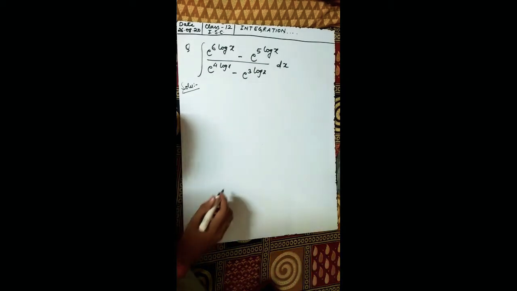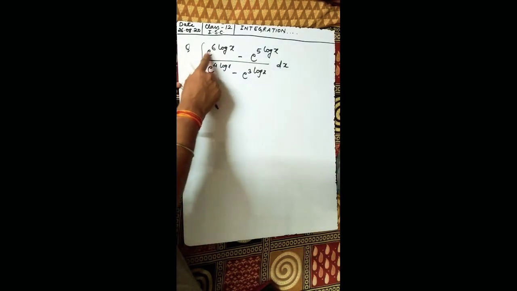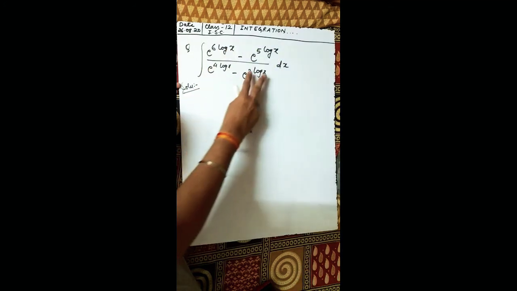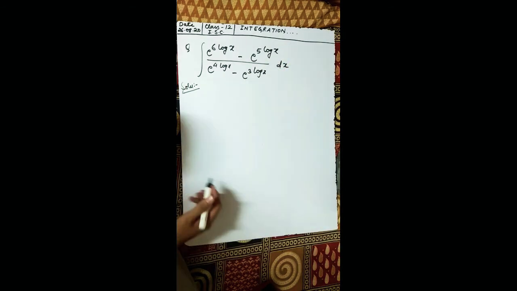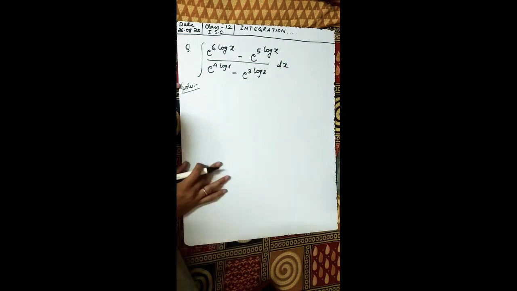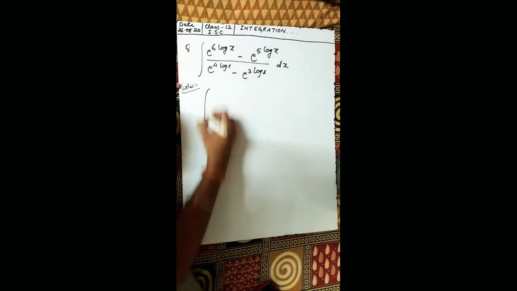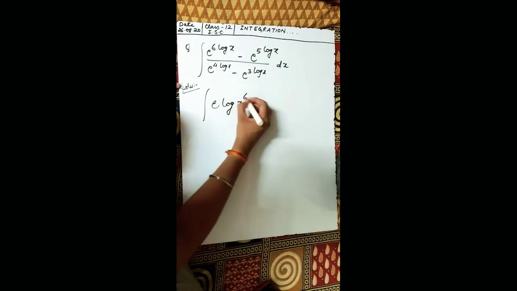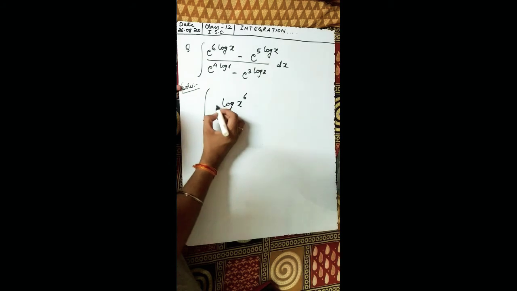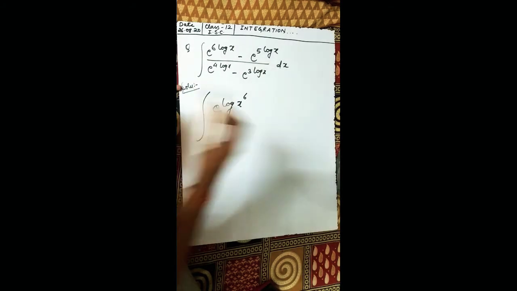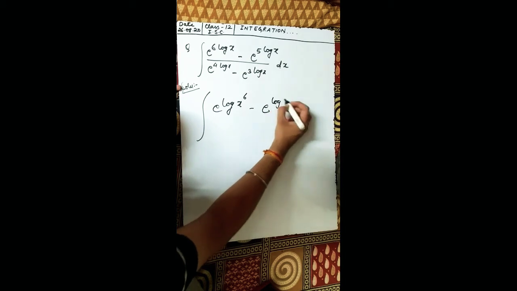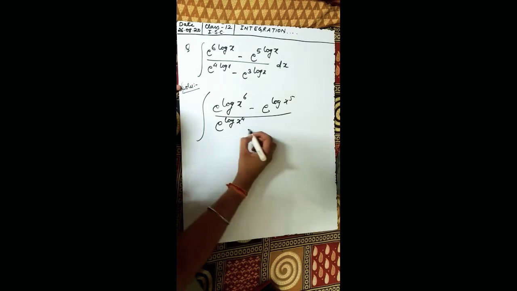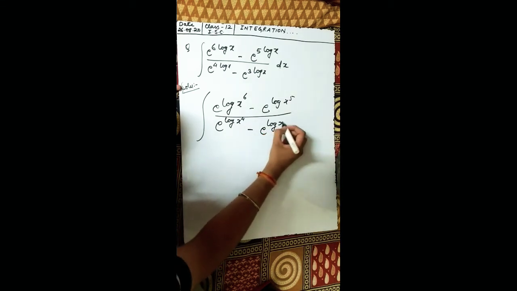Okay, now how to do this question where you are given integration of e to the power 6 log x minus e to the power 5 log x upon e to the power 4 log x minus e to the power 3 log x dx. First of all we are going to use a law of logarithm, which says this 6 will go on the power of x, so it will be e to the power log of x to the power 6 minus e to the power log of x to the power 5, whole upon e to the power log of x to the power 4 minus e to the power log of x cube.